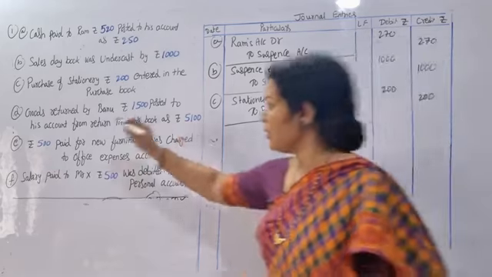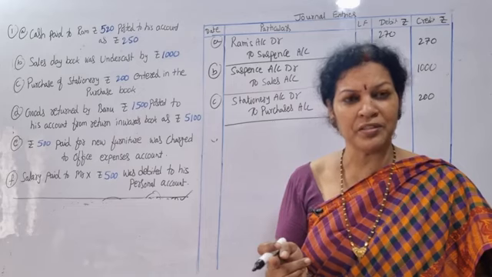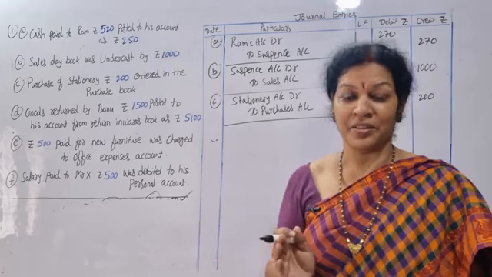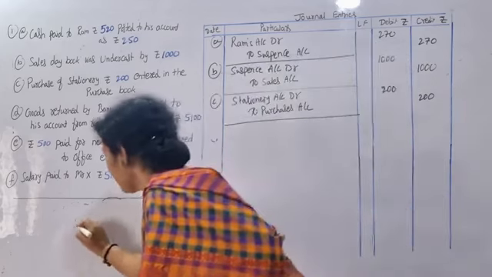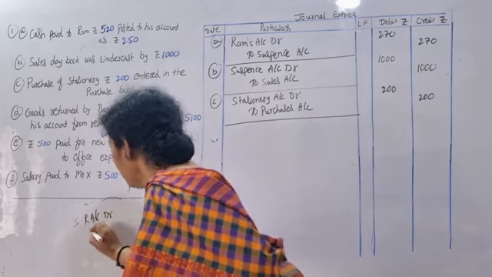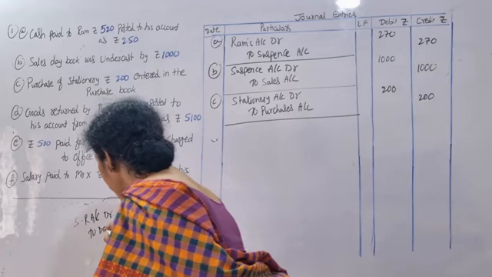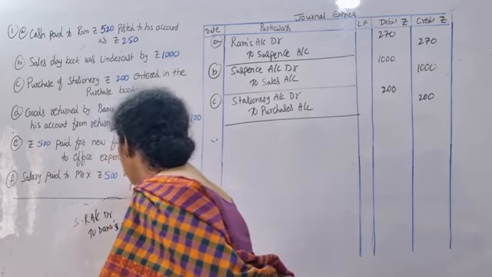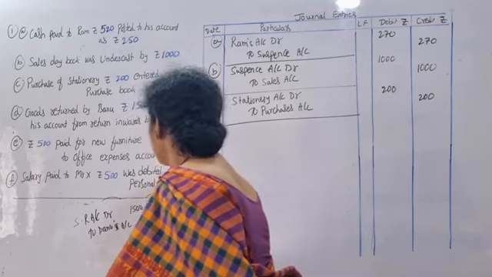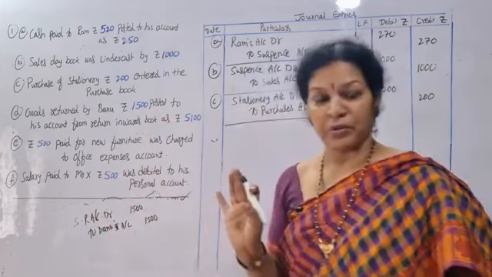Now see the fourth one. Goods returned by Banu, 1500. Banu is returning, so what is it? Sales returns. Sales credit, sales returns debit. So the original entry is sales returns account debit to Banu's account. How much is it? 1500. Goods returned by Banu.